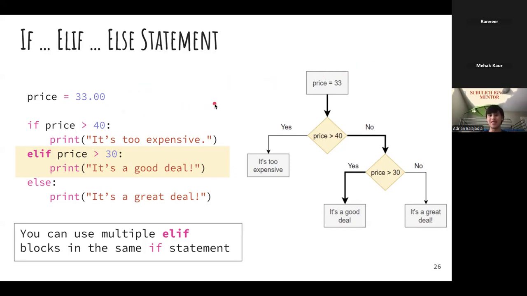If height is greater than 6 foot, you could print not allowed to ride. But elif, if that's false, say the person is under 6 foot, you could ask elif, is the person taller than 5 foot? And in that case, the person is allowed to go on the ride. But otherwise, if the person isn't taller than 5 foot, then it implies that the person is shorter than 5 foot, so not allowed to ride.